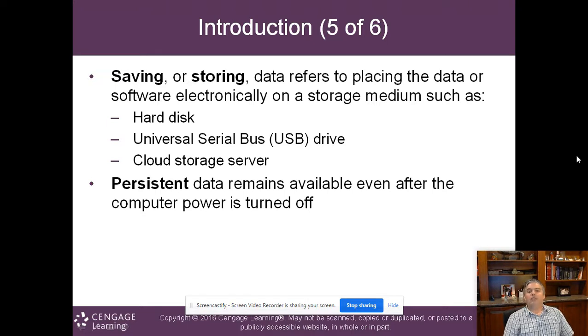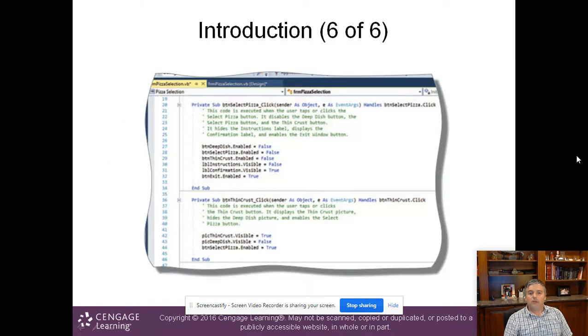Persistent data remains available even after the computer power is turned off. So this is the data that is sitting on your hard drive, not sitting in RAM. Here's a little example of what a very basic computer program will look like. This is going to be your code, what it looks like in Visual Basic. Pretty basic stuff.